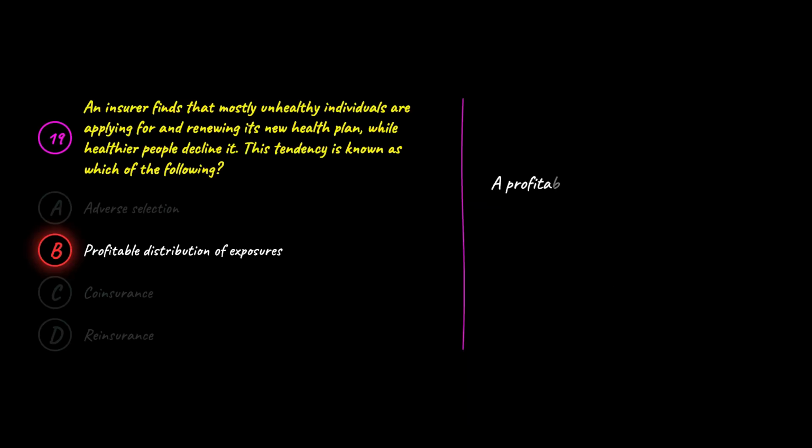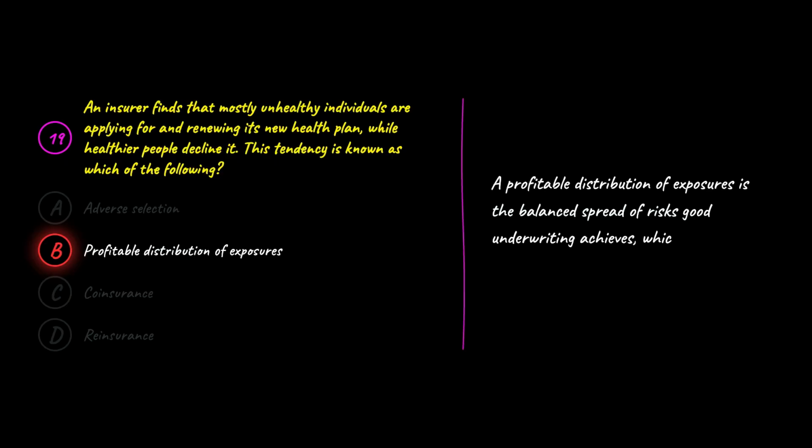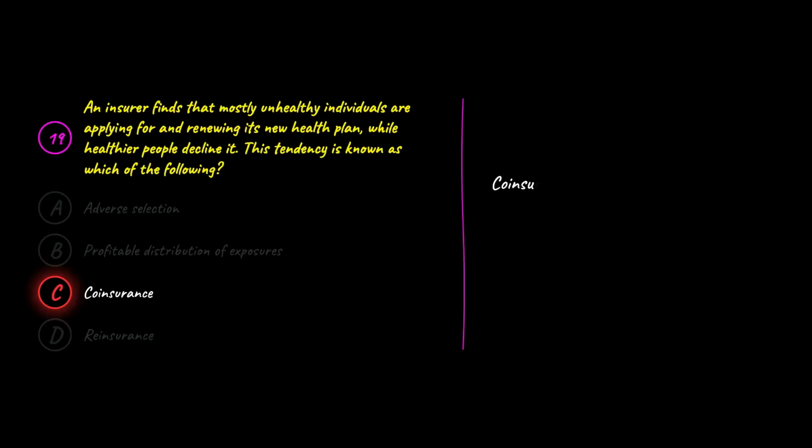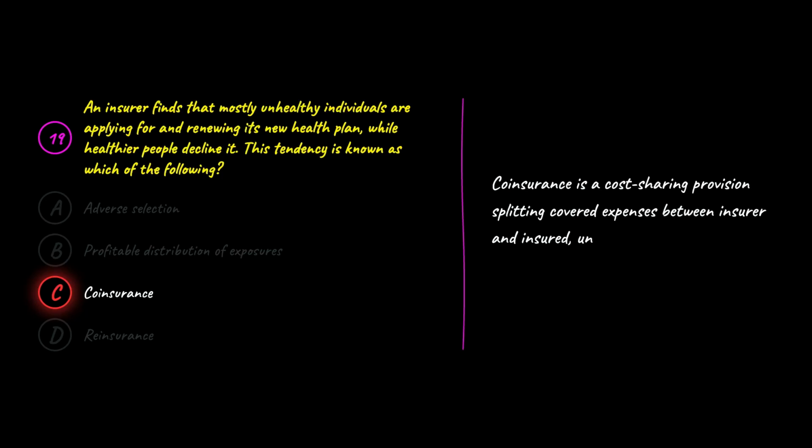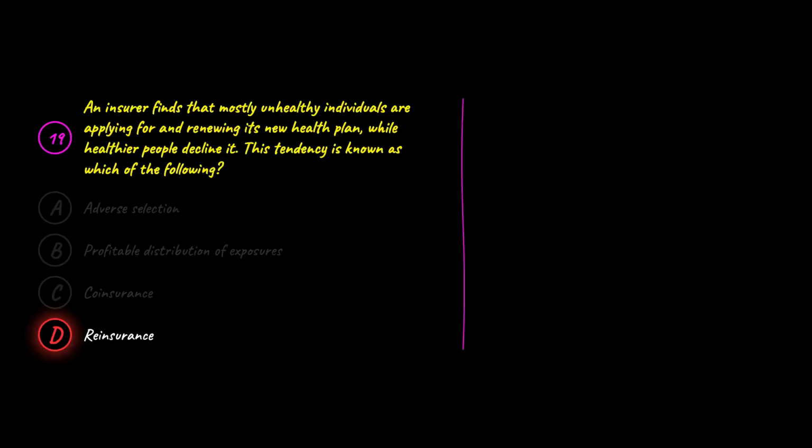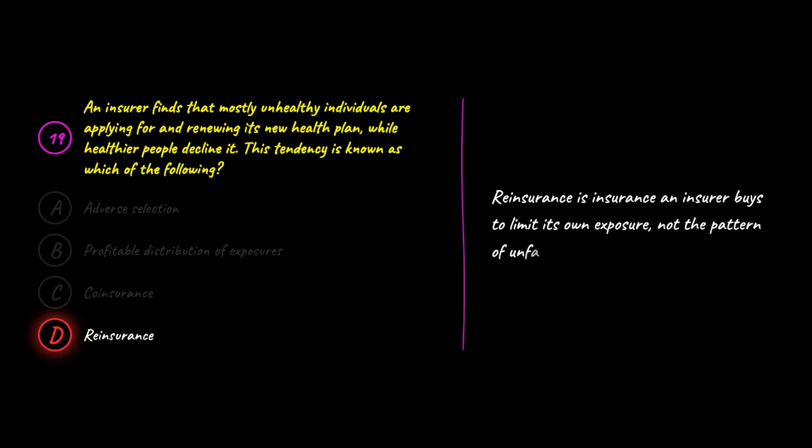B is wrong because a profitable distribution of exposures is the balanced spread of risks good underwriting achieves, which is the opposite of what is happening here. C is wrong because coinsurance is a cost-sharing provision splitting covered expenses between insurer and insured, unrelated to which applicants choose to buy coverage. D is wrong because reinsurance is insurance an insurer buys to limit its own exposure, not the pattern of unfavorable risk crowding into a plan.